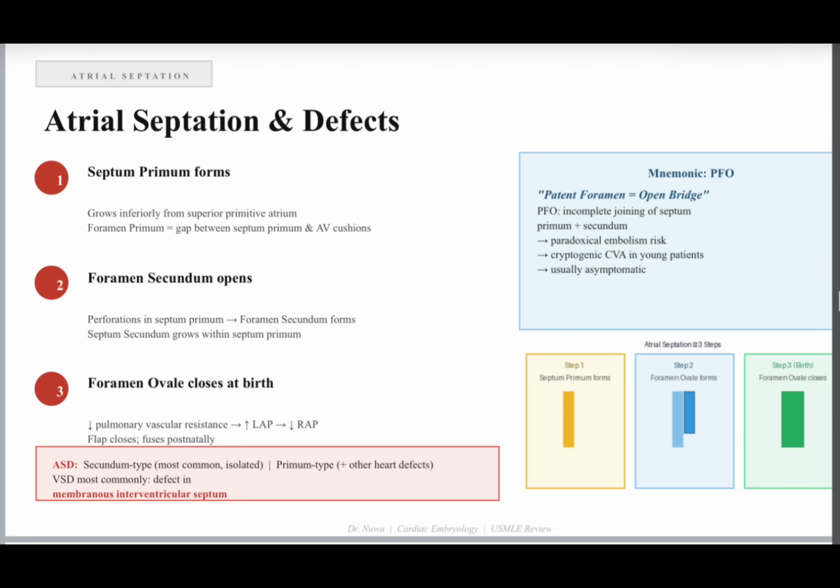If it doesn't close, that's a patent foramen ovale, usually silent but the classic culprit behind cryptogenic stroke in a young patient with no risk factors. Paradoxical embolism. ASD secundum is the most common and isolated. ASD primum almost always comes with other defects.